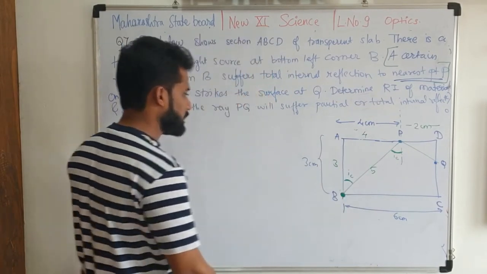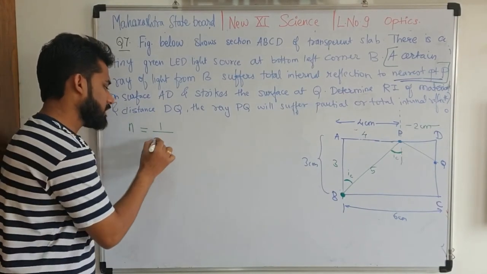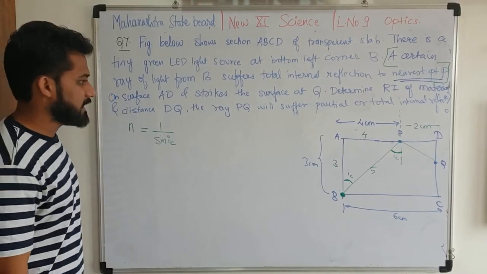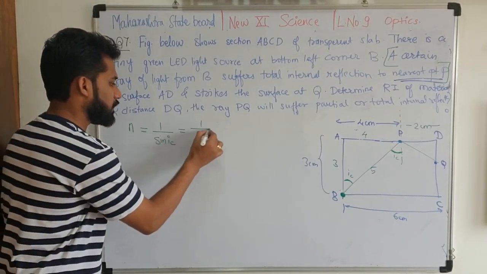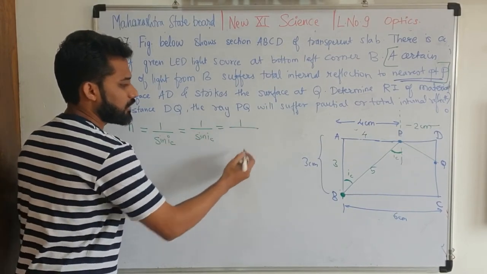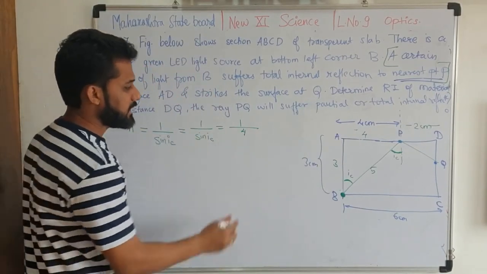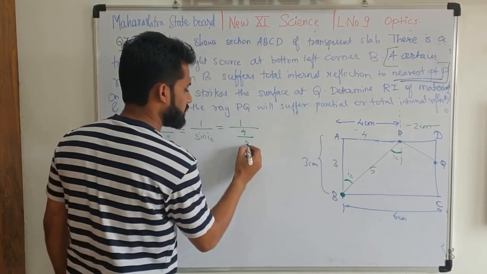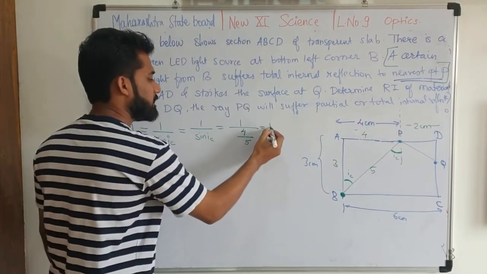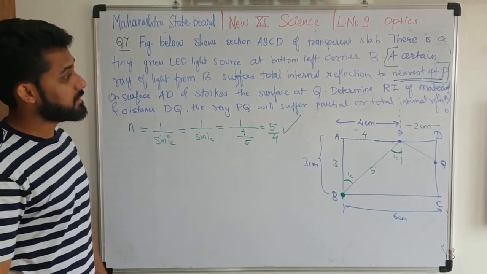And from this figure, we know that the refractive index of a material is 1 upon sine of that critical angle, 1 upon sine iC. And from this figure, what is sine iC? Opposite side upon the hypotenuse, which is 5. This is Pythagoras triplet, 3, 4 and 5. And therefore, it will be 5 by 4. This is the answer for the refractive index of the medium.